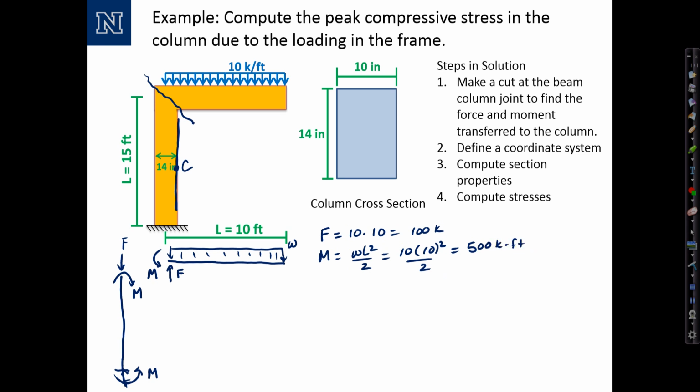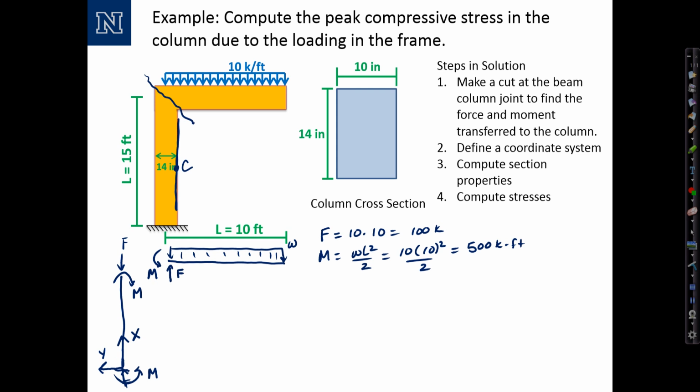The second step is to define a coordinate system. To be consistent with what we're used to, I like to define the x-axis along the member. I like to have bending about the z-axis, which would be the axis coming out toward us. So I'm going to draw the y-axis in this direction. Okay, so that as usual I can apply sigma x equals My over I.